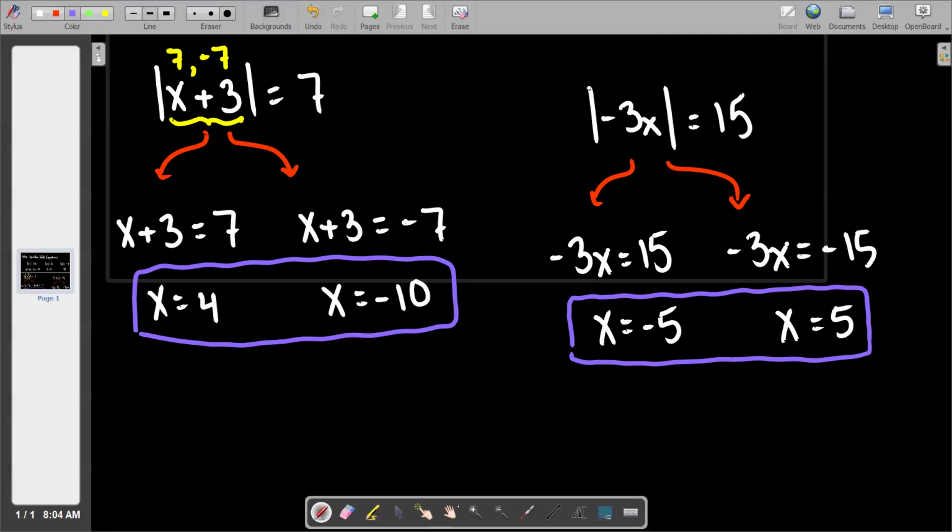So far, so good. Okay. What if we had the absolute value of x minus 6 equals -1? What would we get here?